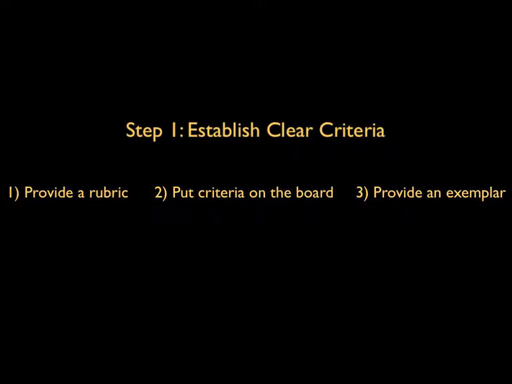The first is clear criteria. Students should understand what is expected of them so they can judge their work accordingly. This can be done by providing students with a marking rubric, by putting lesson criteria up on the board, and by providing students with an exemplar so they have a concrete understanding of what good work looks like.